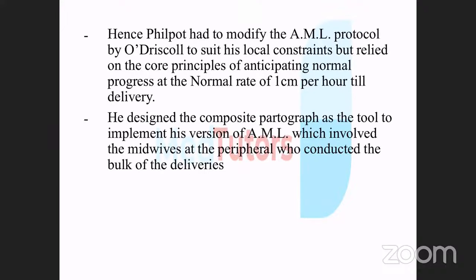Hence, Philpott had to modify the active management of labor protocol to suit the local constraints and rely on the core principles of anticipating normal progress at the rate of 1 centimeter per hour until delivery. He designed the composite partograph as a tool to implement his version of active management of labor, which involved the midwife at the periphery who conducted the bulk of the deliveries. Next slide.